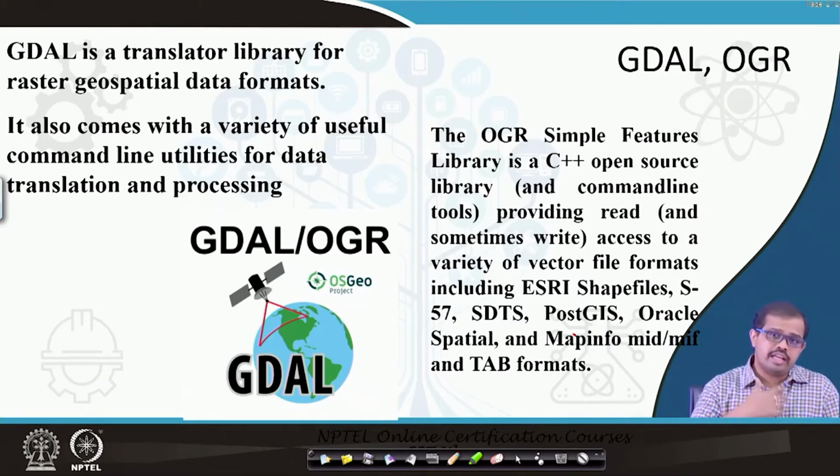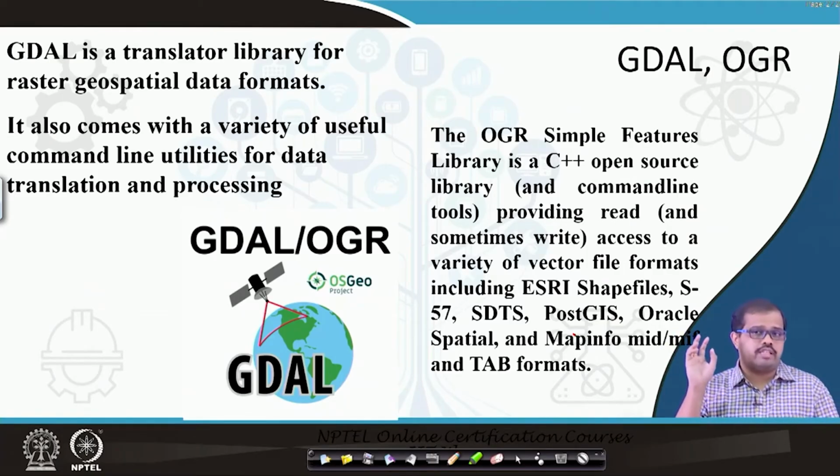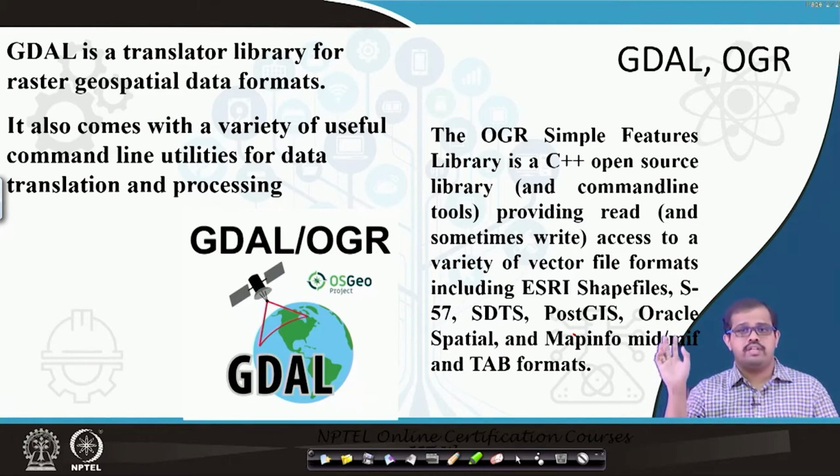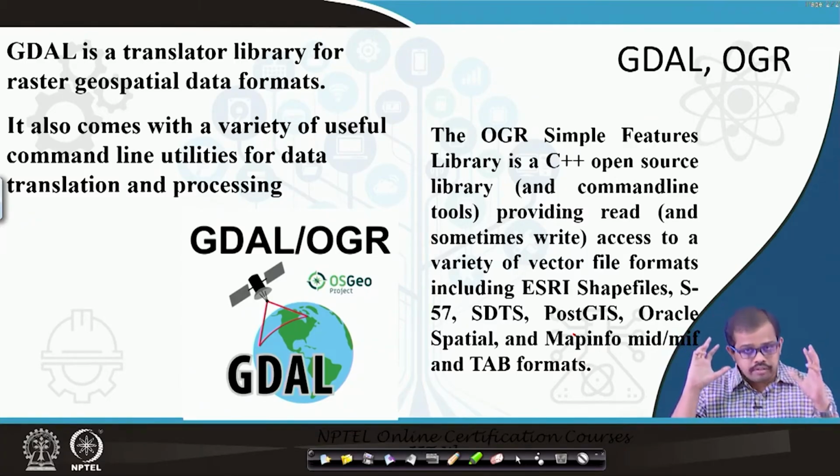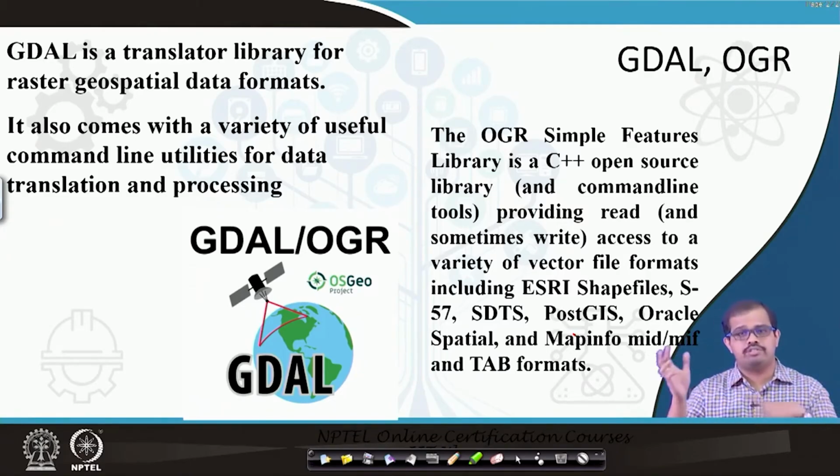Now take any vector software that is in the market today, whether it is proprietary or open source, the basic library behind all of this software is OGR. The basic library behind raster software is nothing but GDAL. So whether you are trying to buy a proprietary license, the brain behind it is GDAL and OGR.